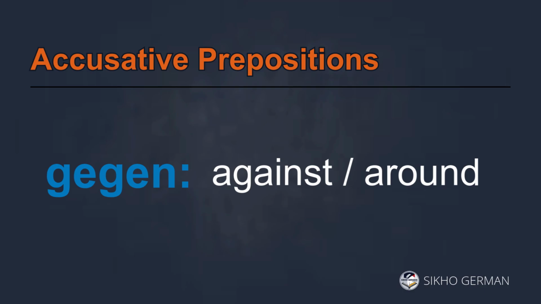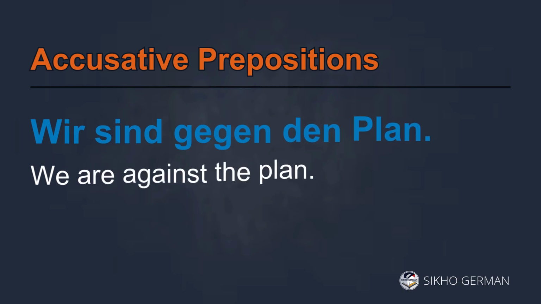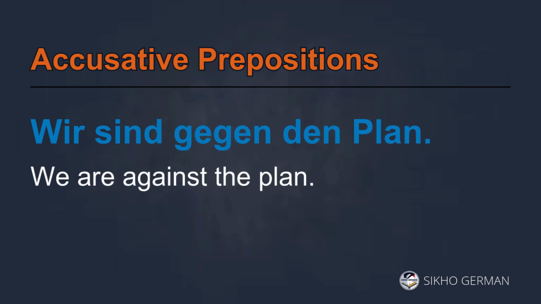Now let's look at gegen, against or around for time. Wir sind gegen den Plan. We're against the plan. The masculine noun der Plan becomes den Plan in the accusative after gegen. We're expressing opposition. We're against the plan.